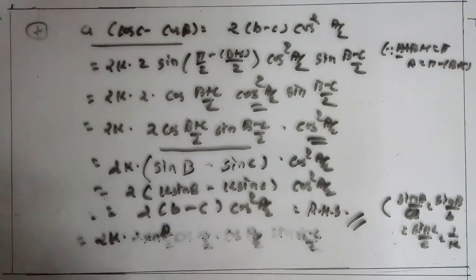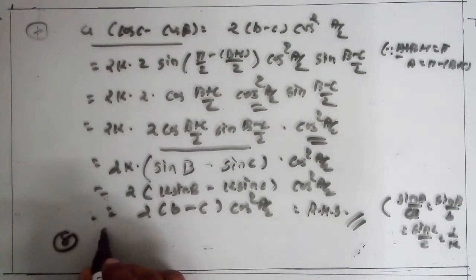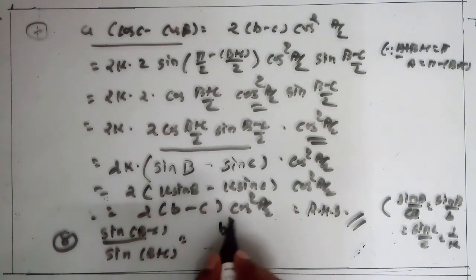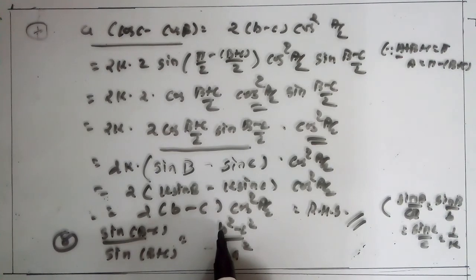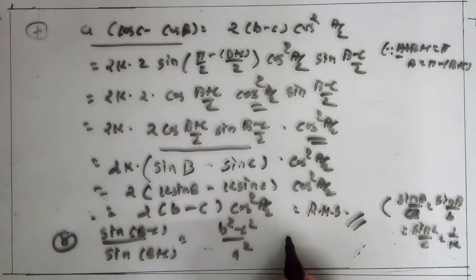Now question number 8. Just try to solve this question 8 yourself. Question 8 is given: sin (B minus C) upon sin (B plus C) is equal to, prove that (b square minus c square) upon a square. Here b is equal to k sin B, here c is equal to k sin C, here a is equal to k sin A. Apply square, simplify this and get these terms. Clear this? Similarly, question number 9 and 10. Just try to solve the questions yourself up to question number 10.